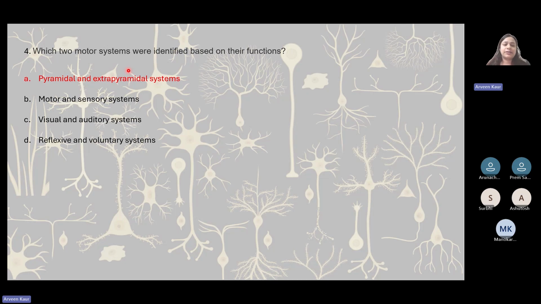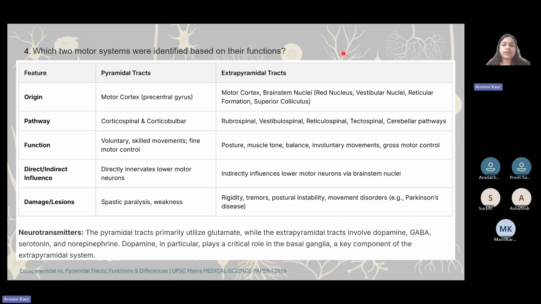So it is an indirect path that it is taking. If we have to distinguish between pyramidal tracts and extrapyramidal tracts, we can say that the origin of the pyramidal tract is the motor cortex in the brain, while extrapyramidal tracts can originate either in the motor cortex or the brainstem nuclei, right? The pathway taken by the pyramidal tract is the corticospinal or corticobulbar pathway, while the extrapyramidal tracts take rubrospinal, vestibulospinal, reticulospinal, tectospinal, or cerebellar pathways.